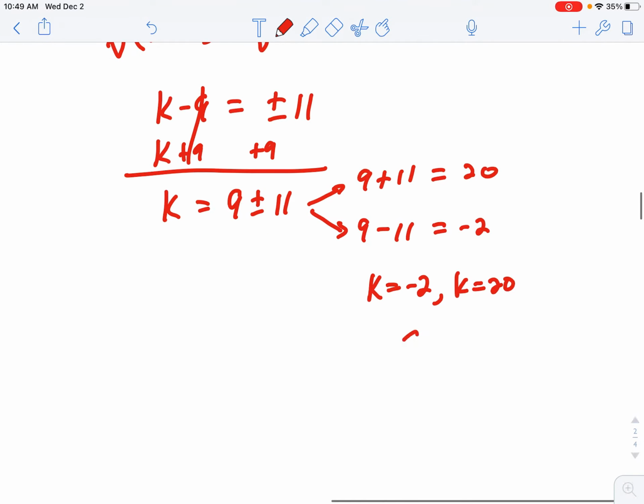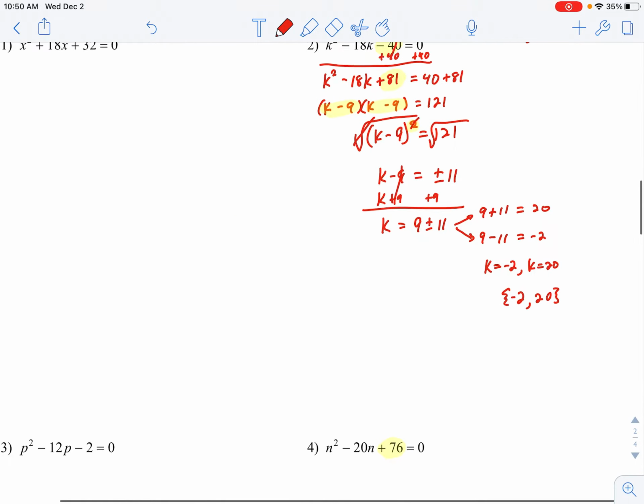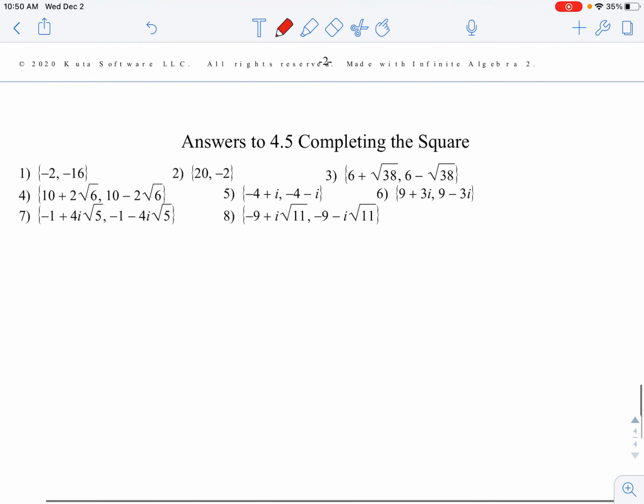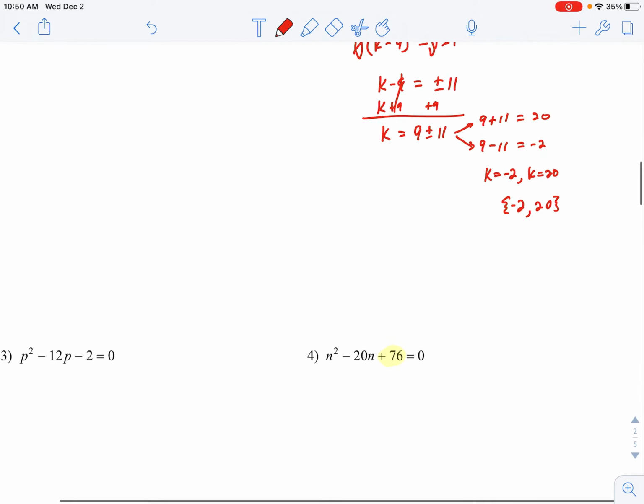Or probably our answer key, when I scroll down to check it, is going to look like that. I'm not fussy on how you write your final answer, just as long as you get it right and you understand what you're doing. So there it is. Well, 20 and negative 2, and negative 2 and 20, same thing. I like that as the answer, to be honest. That's my favorite way to write the answer, so whatever.